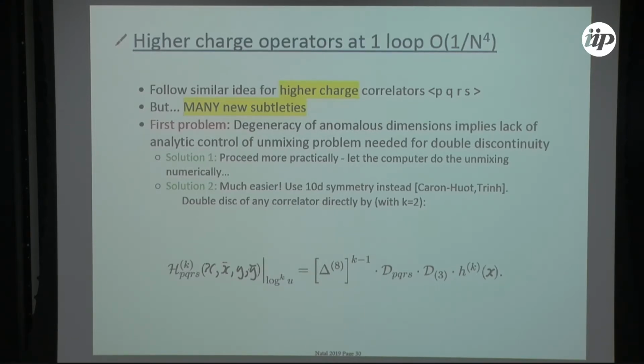So I won't go into details of the formula, but these are all differential operators which are explicitly known, and this is a function which is explicitly known. So you have explicitly the log squared, and if you want to do 1 over n to the 6 or whatever, you already have the triple discontinuity as well. Okay, so that's a big practical help.